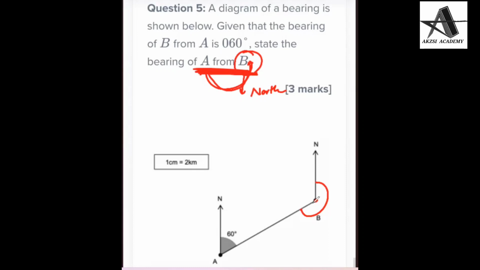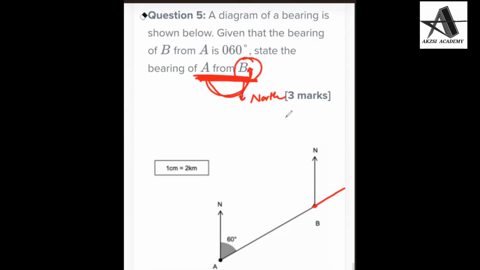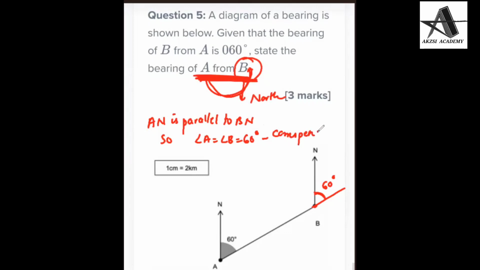If I extend this, definitely this lower part will give me 180 degrees. You can simply think that if this is 60 degrees, then this will also be 60 degrees. I just explained in the last question that these two are corresponding angles. These are parallel lines. AN is parallel to BN. So angle A is equal to angle B, which is equal to 60 degrees because of corresponding angles.